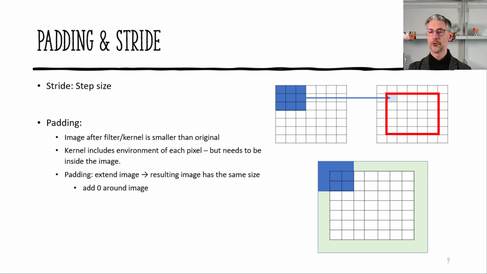So far we have assumed that we just move in one direction and take one step at a time, and this is called the step size or stride. And we also need to be aware of the padding, because our kernel is larger than a single pixel. So if we apply this filter, the resulting image is smaller than the original. So one way to avoid this is to do padding. We extend the image with a 0 around the border so that the image has the same size and the kernel sort of goes outside a bit of the region of the original image.